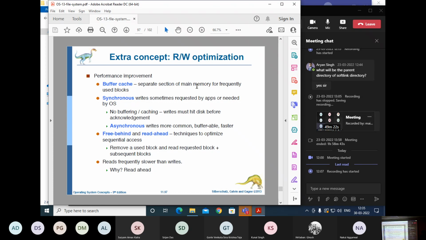Good. So performance optimization, you now know asynchronous write, at least some basic idea, and optimization in read, free-behind, read-ahead, and the performance penalty that it gives.